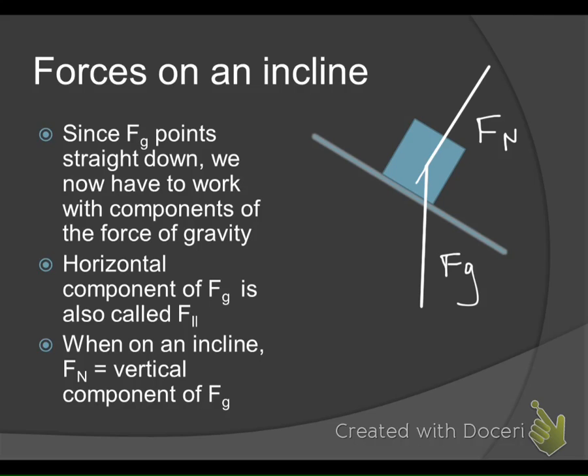So what we do is we break our gravitational force down into components, and these components have specific names. This horizontal component of the gravitational force is called force parallel. We have two parallel lines that represent that. That's force parallel. Why do you think it's named force parallel? Because it's parallel to the incline. It's parallel to the axes, or parallel to the incline.